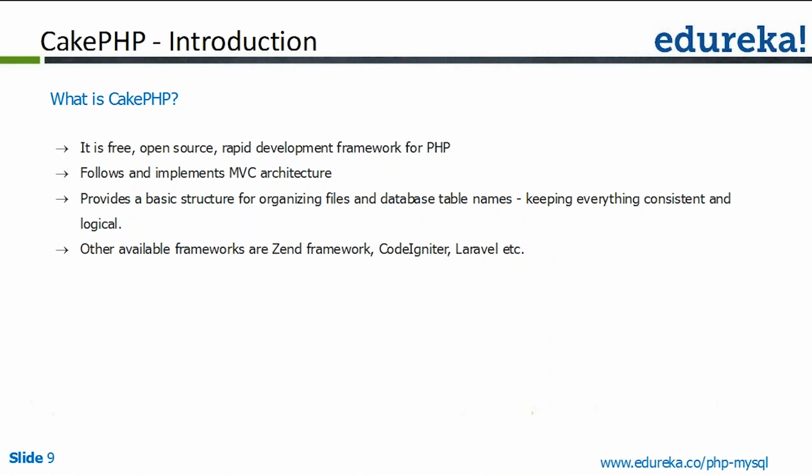It provides a basic structure for organizing files and database table names. So in CakePHP, we follow a convention. The convention is basically related to file names. What should be the file names? So if we follow that convention, we will get a lot of functionalities already provided by CakePHP. Other available frameworks are Zend framework, CodeIgniter, and Laravel, etc. So a lot of MVC frameworks are there. You can choose a framework based on your requirement.